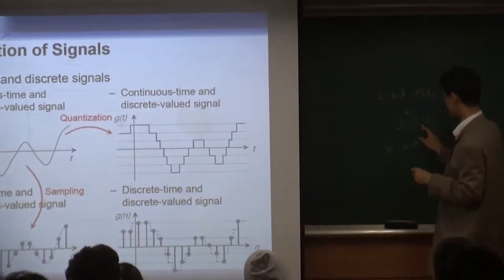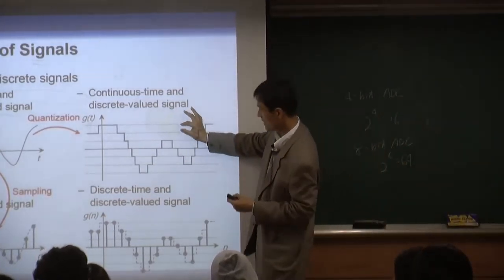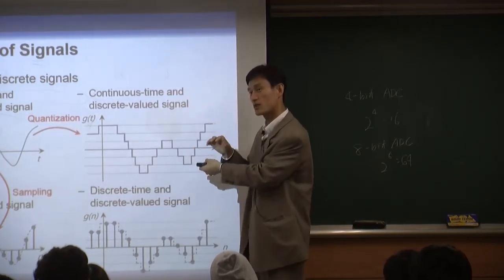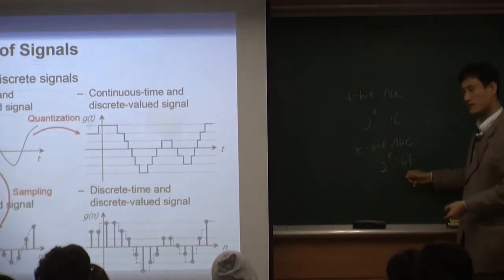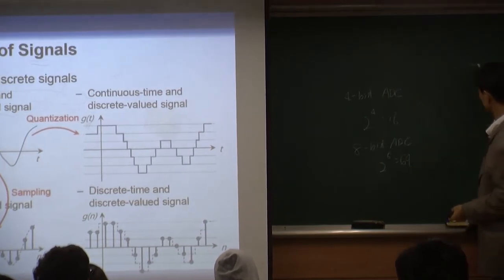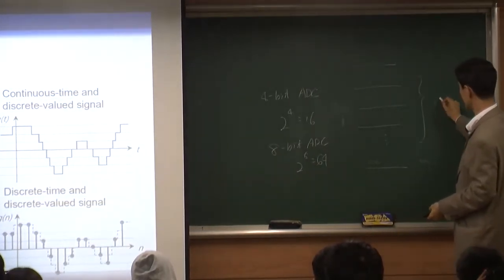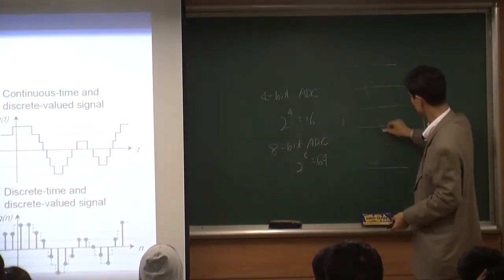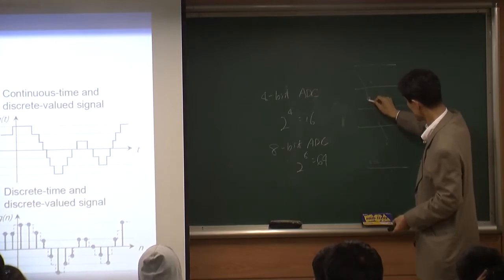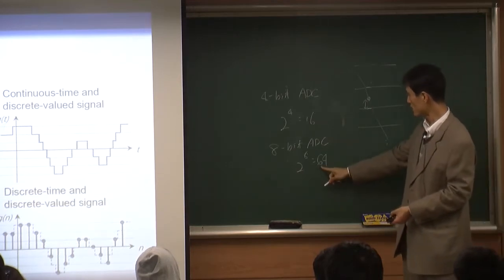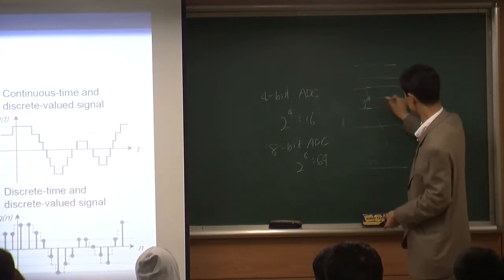But if you have only 16 different levels, then the gap between each level is really big, so you're going to have a lot of quantization error. If you have only 16 different levels, the actual value is here, but you cannot have this value. So your output is going to be this one or this one, and you're going to have some error. That's quantization error. But if you have 64 different levels, then you have more levels.